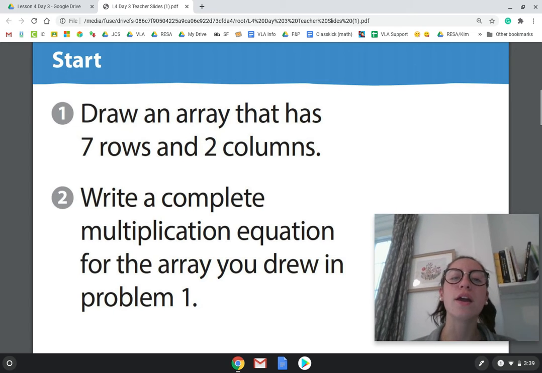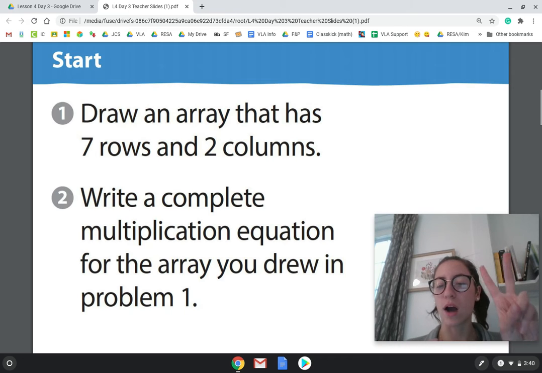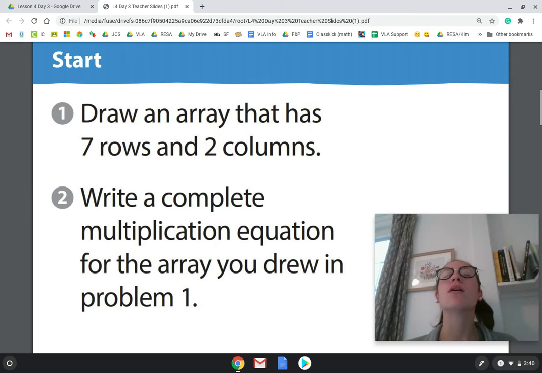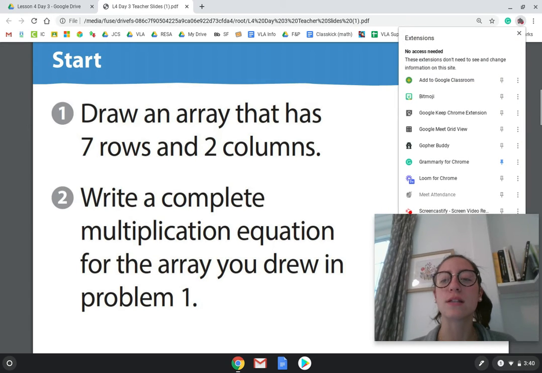I want you to draw an array that has 7 rows and 2 columns. All right, so think about that. 7 rows and 2 columns. You're drawing an array. Once you finish number 1, I want you to do number 2. Write a complete multiplication equation for the array you drew in problem 1. All right, so go ahead and pause this video, answer those 2 questions, and then press play when you're ready to continue.